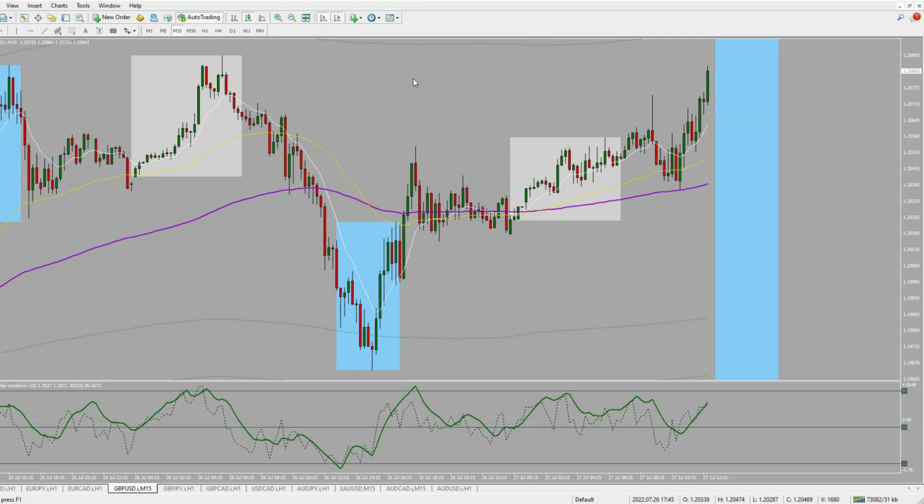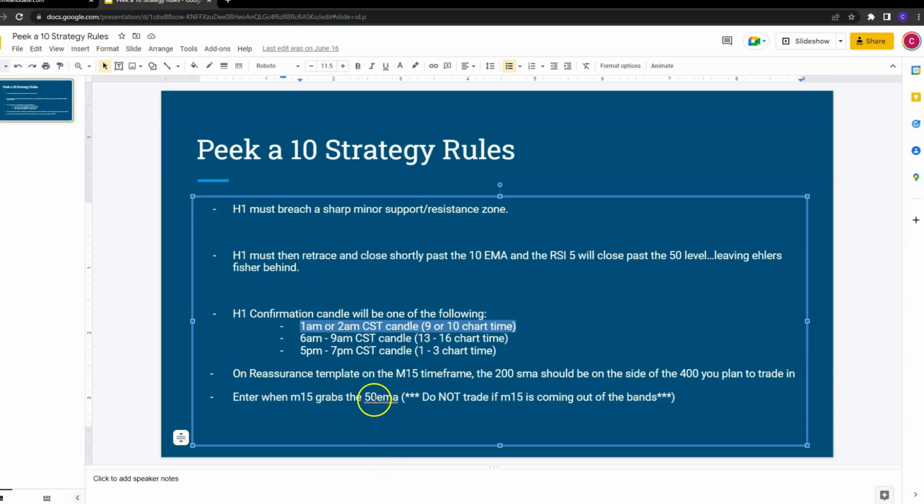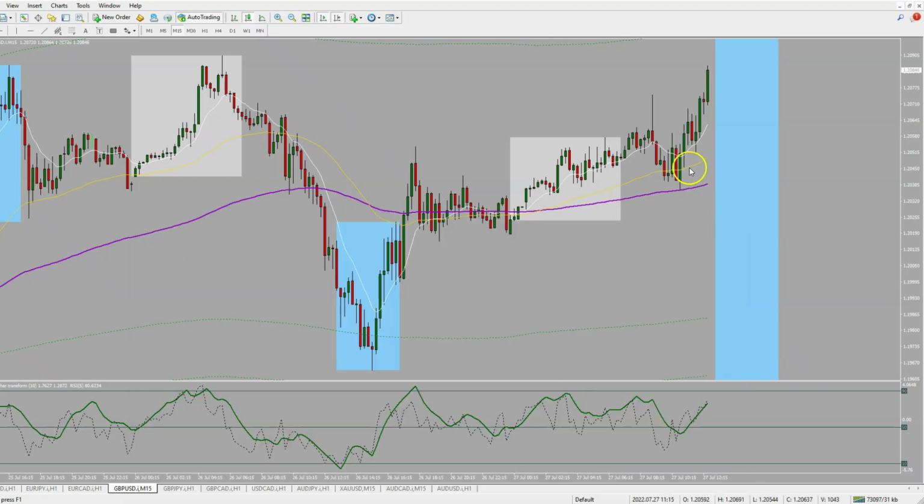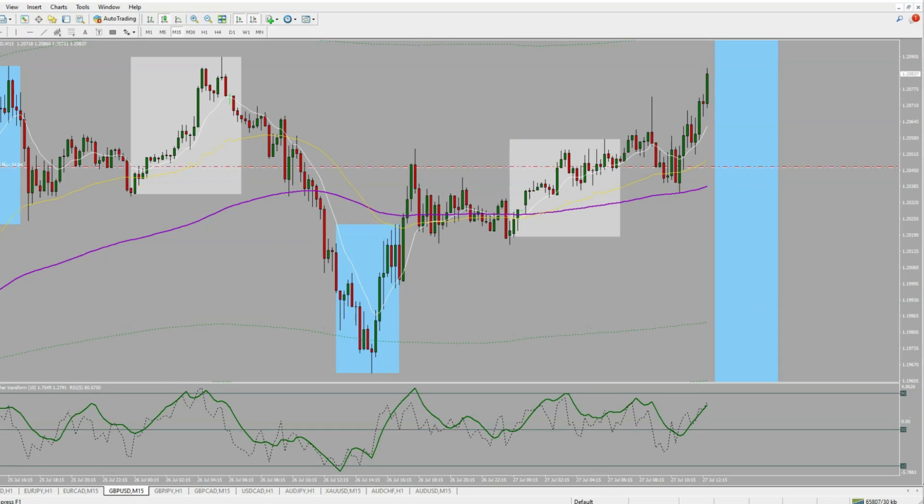So if we go back to the main template, then what I'm saying is, again, enter when M15 grabs the 50 EMA. That's why I was saying I actually got in this trade late. If I go to a different account that's still rolling, as you see, we're in this trade above the 50 EMA. I should have gotten in somewhere down here, but again, I woke up late. That's my bad. So I missed out on say 5 or 6 pips that I could have had.